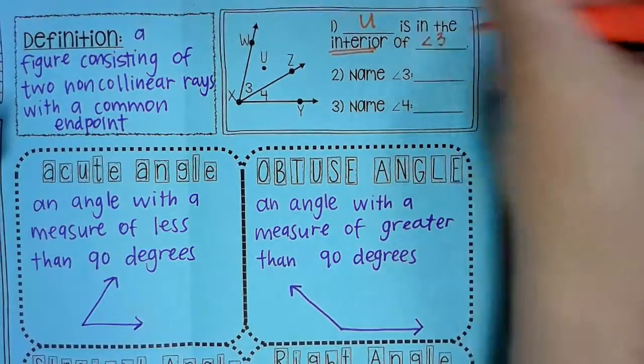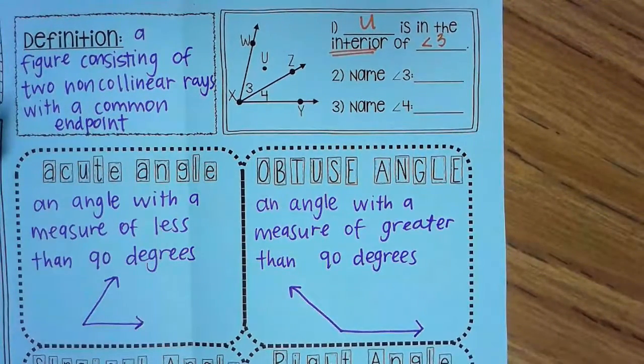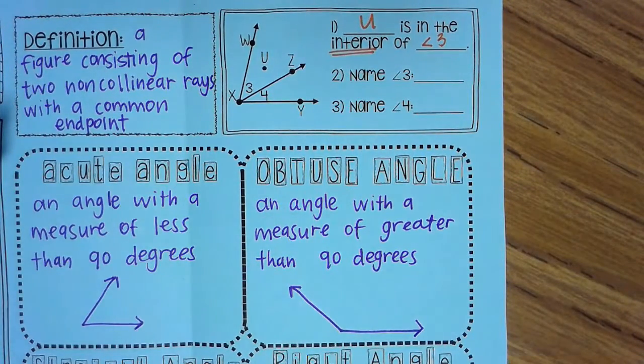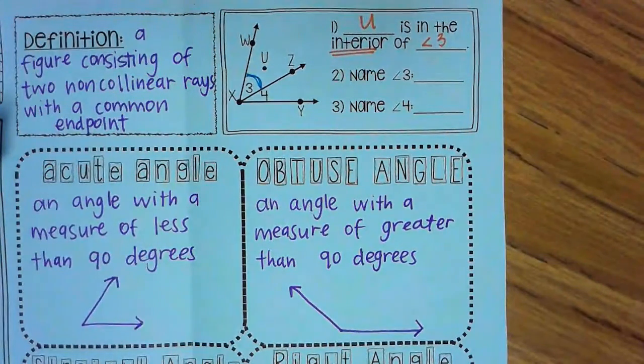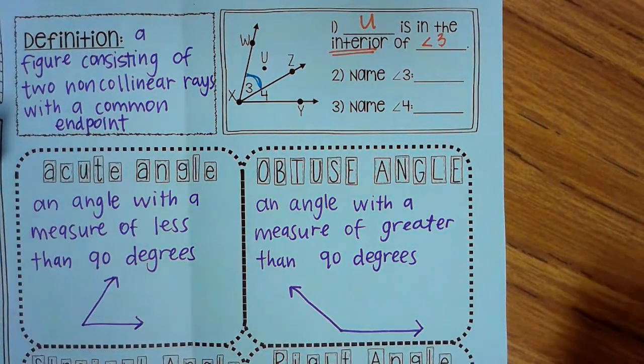So angle 3. All right, look at your next question. We're going to rename angle 3. It was another option. So I'm going to find angle 3. Here it is right here in my picture. And I want to rename it. I want to use 3 letters.